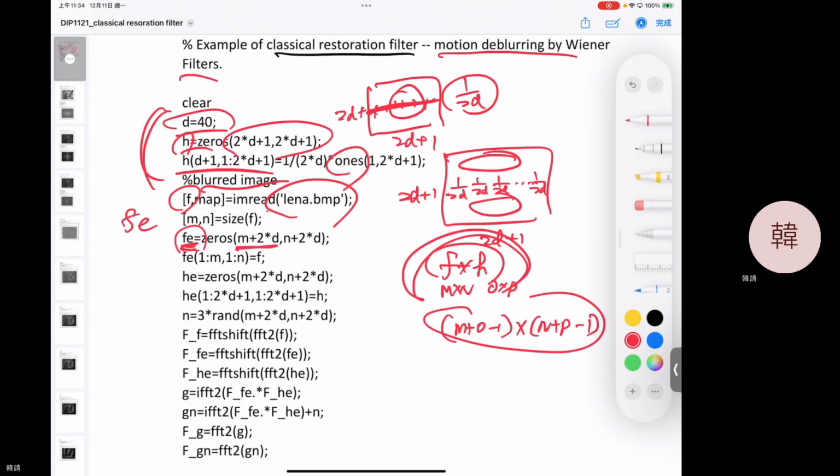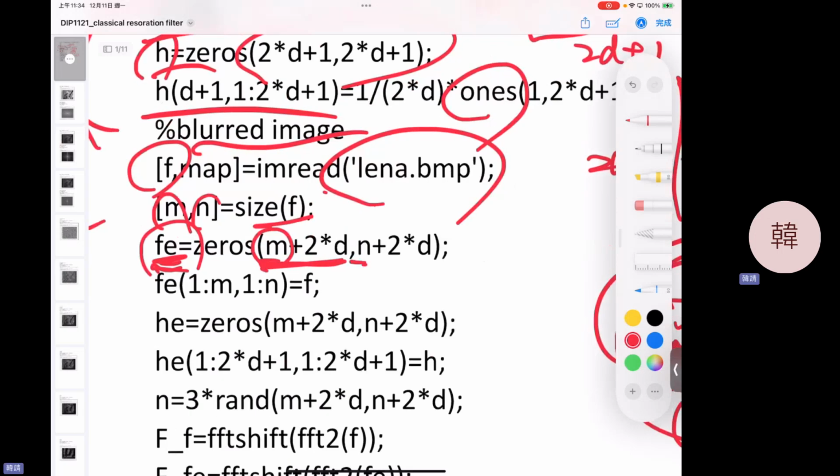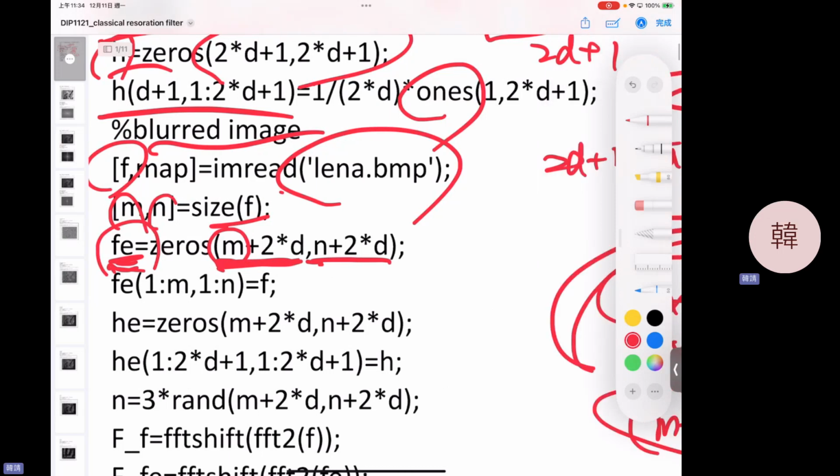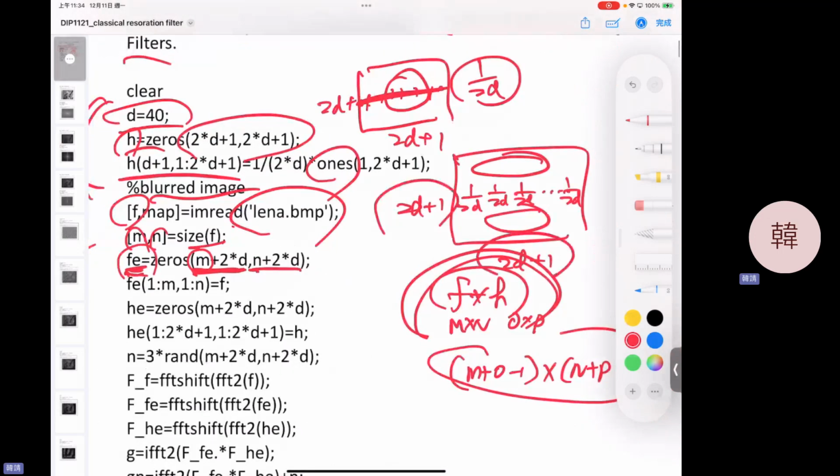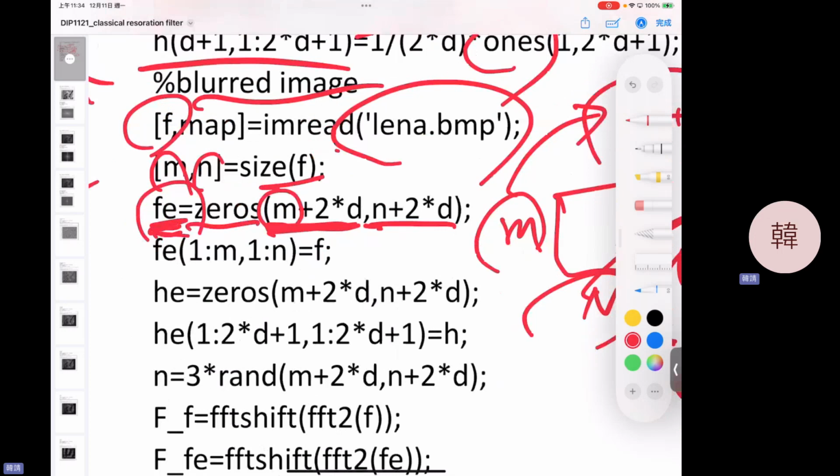So you can see M is your original size. M by N is the size of your F. M is the width, N is the height. So plus 2D plus 1 minus 1. So the 1 cancels out. This is the final size after convolution, right? Your H is 2D plus 1 by 2D plus 1. So your F is M plus N, this one plus 1 minus 1, this one plus 1 minus 1.